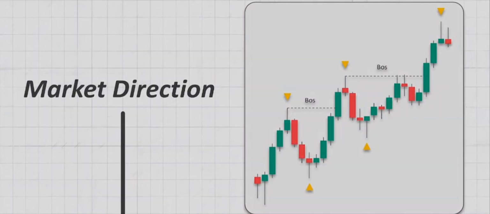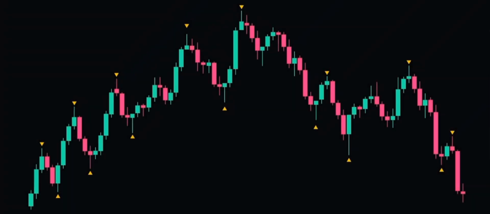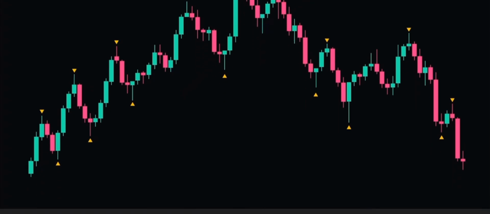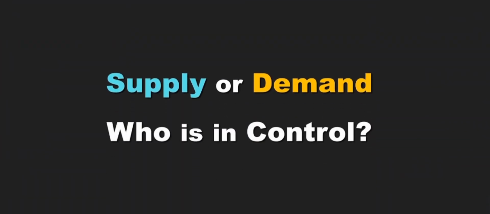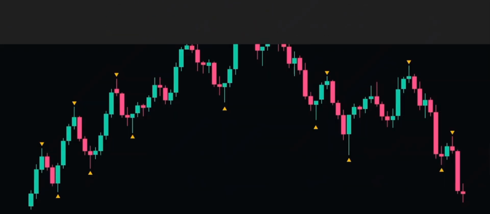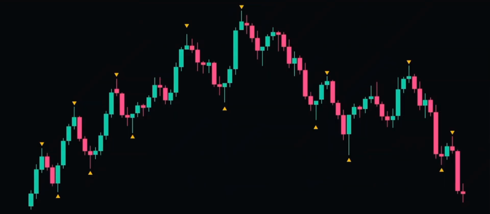Market direction. Let's start with the fundamentals of the price chart. Identifying the market direction. Supply or demand. Who is in control? Identifying the market direction is generally the first step in analyzing a price chart.